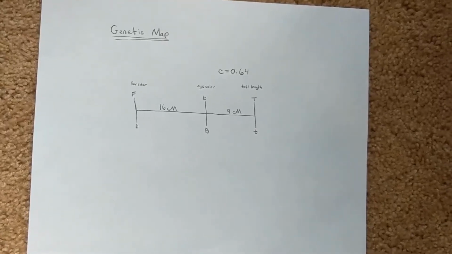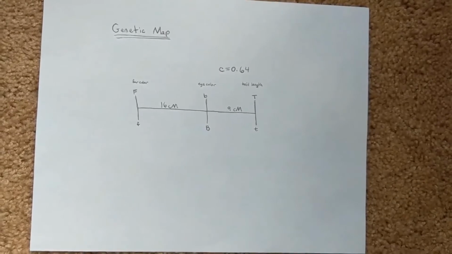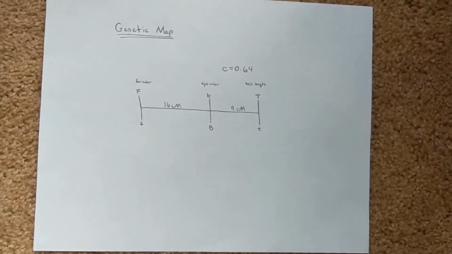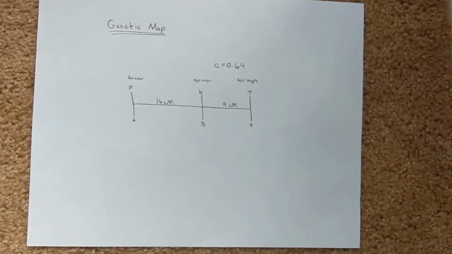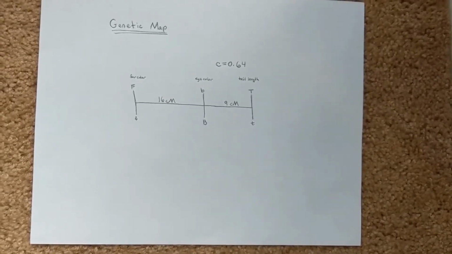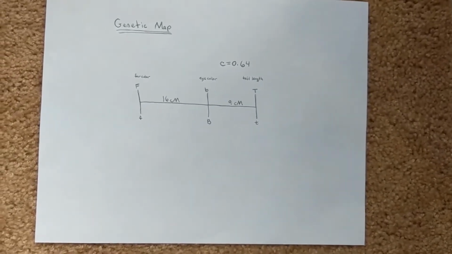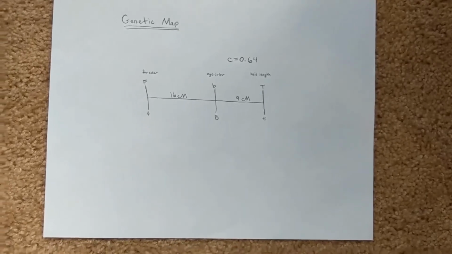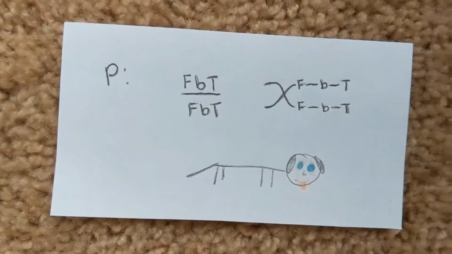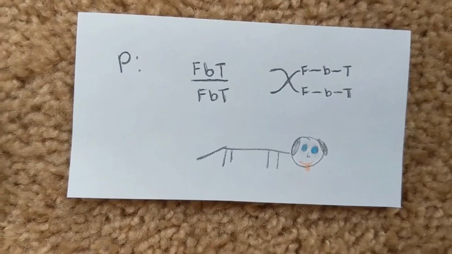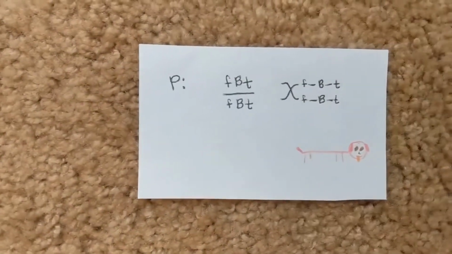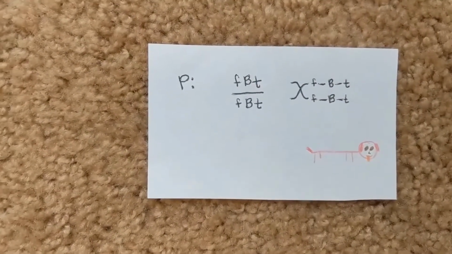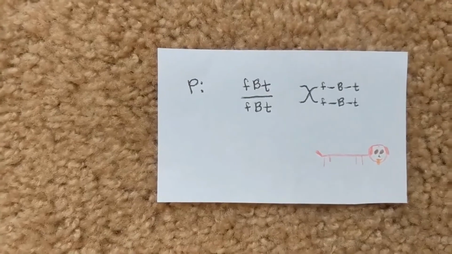Consider a dog that has a chromosome with 3 linked loci on it. These loci are for fur color, eye color, and tail length. Black fur is dominant to red fur, brown eyes are dominant to blue eyes, and long tails are dominant to short tails. A female dog with black fur, blue eyes, and a long tail mates with a male dog that has red fur, brown eyes, and a short tail.